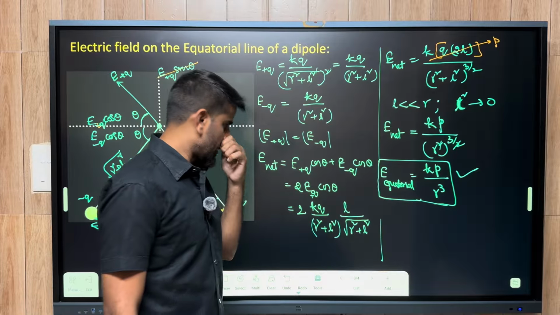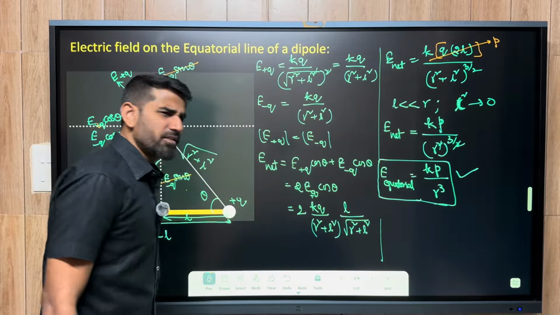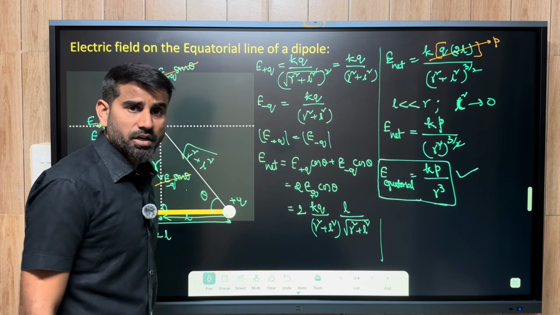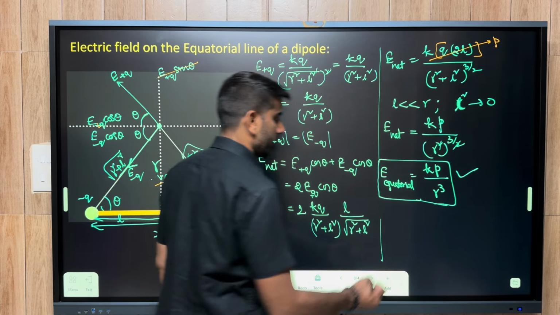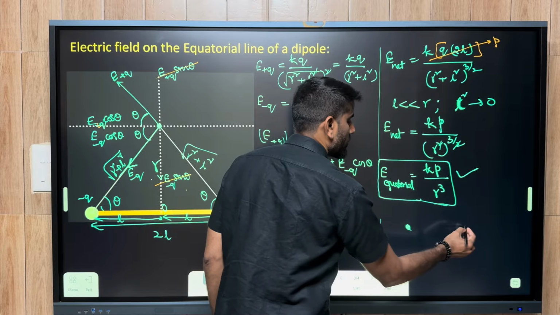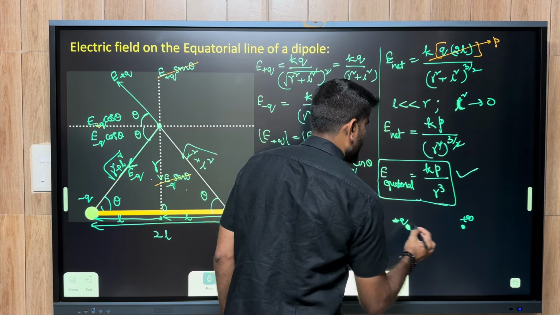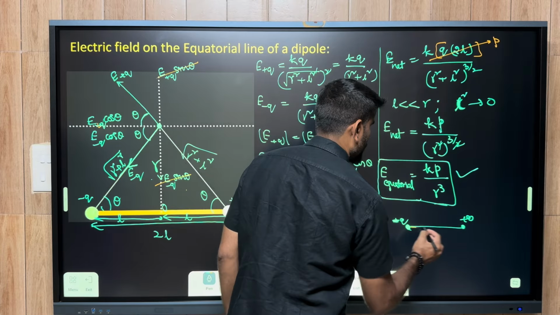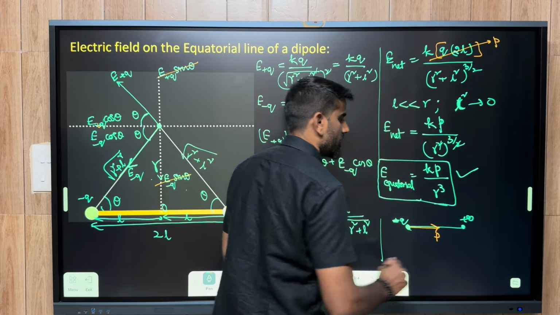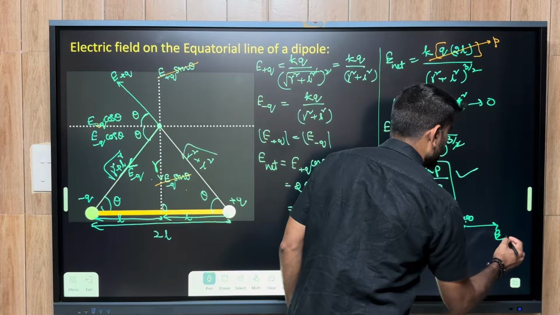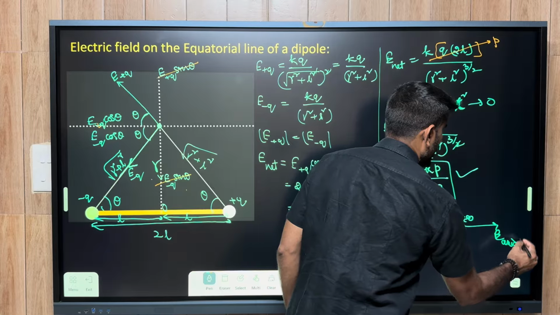Clear? Right? Okay. Now, let us identify the direction. In the earlier case, if you can recall, if this is minus q and this is plus q, the dipole moment is pointed in this direction. The electric field is also pointed in this direction, axial, right?